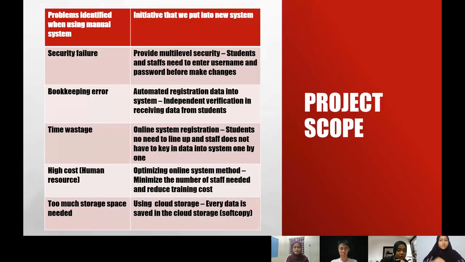For the last one, we identify that too much storage space is needed because we need to keep all the hard copy information data. So by using the new system, which is the online system, we use cloud storage. So every piece of data is kept safe in the cloud storage.